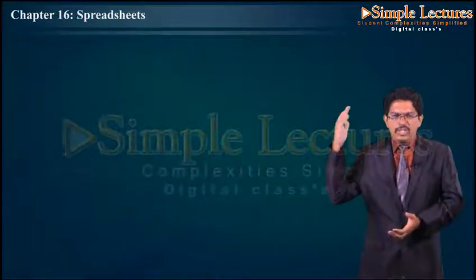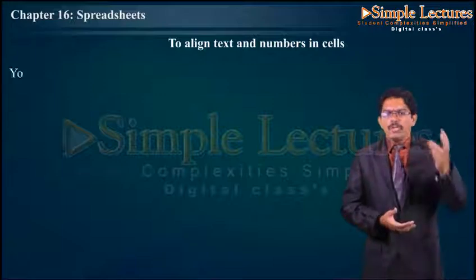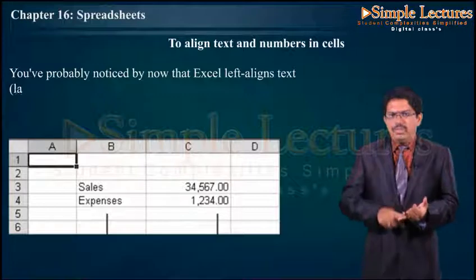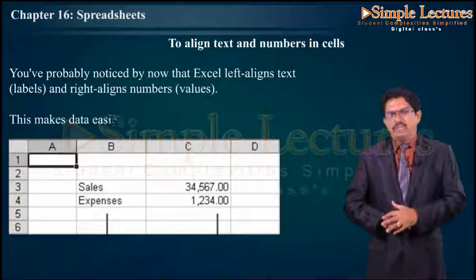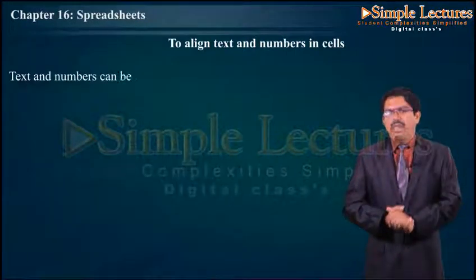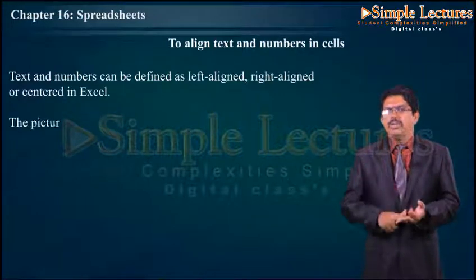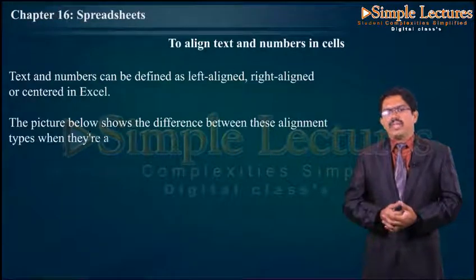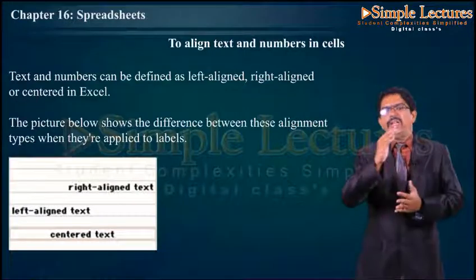Next, let's move to aligning text and numbers in the cells. You have probably noticed by now that Excel left aligns labels and right aligns numbers. This makes data easier to read. The text and numbers can be defined as left aligned, right aligned, or centered in Excel. The picture below shows the difference between the three alignments: right side, left side, and in the center.